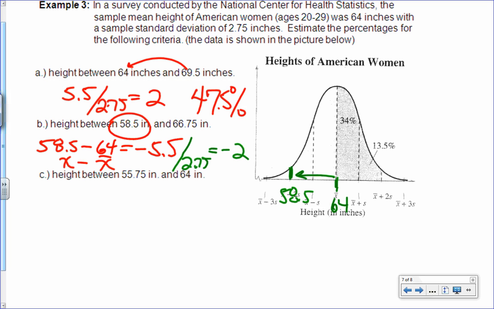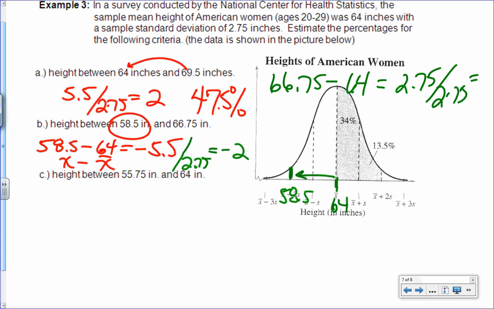Well, let's find out. So let's take 66.75. You notice I'm taking the data first, right? Minus the mean is 2.75 away to the right. So divide by one standard deviation, which is 2.75, and so we are one standard deviation to the right. You with me on that? Well, we already know that these two put together is 68, right?